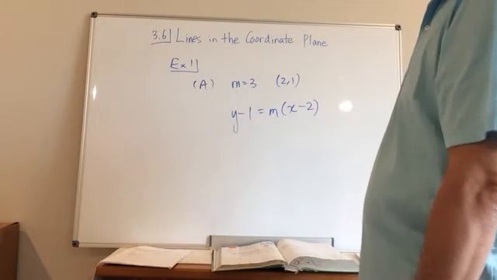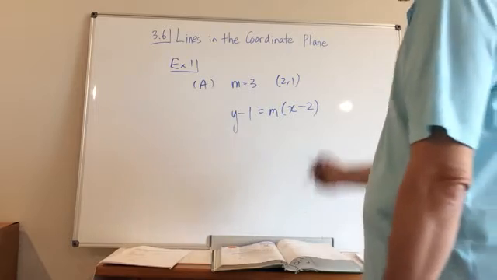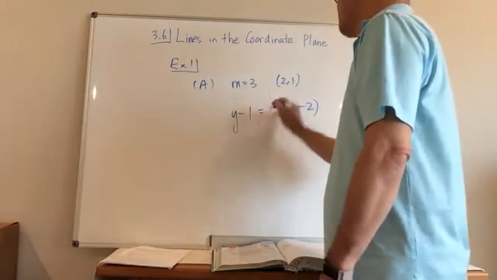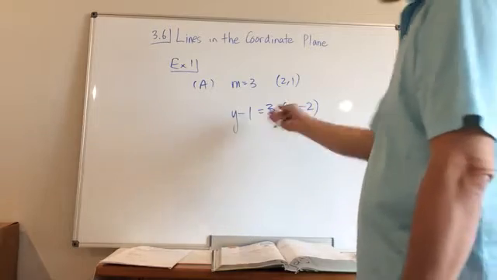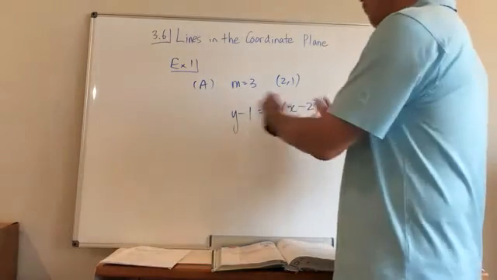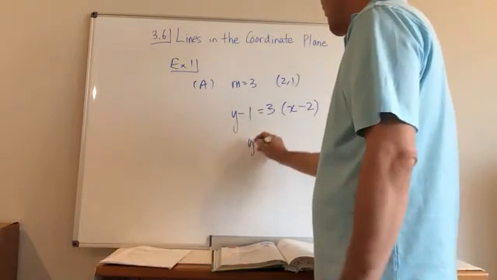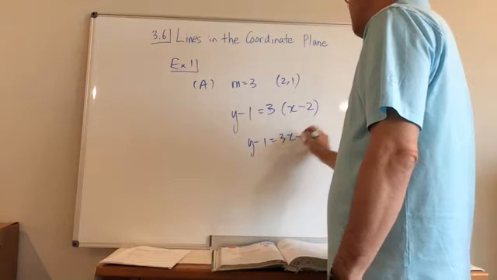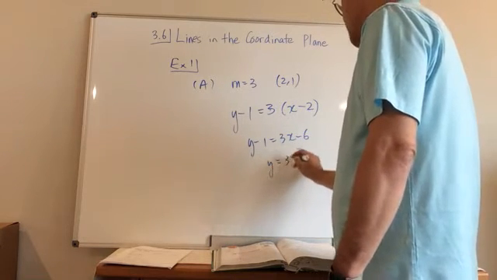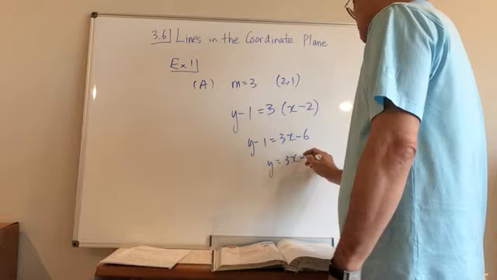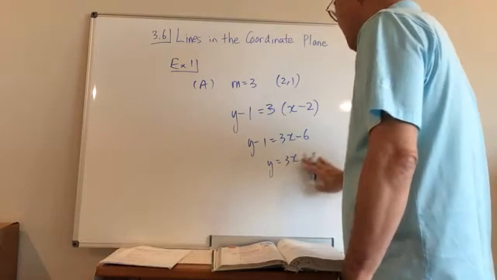When it says to write the equation of the line, this is perfectly acceptable. You do not have to then say that this is equal to 3x minus 6, and move the 1 over and say y is equal to 3x minus 5.